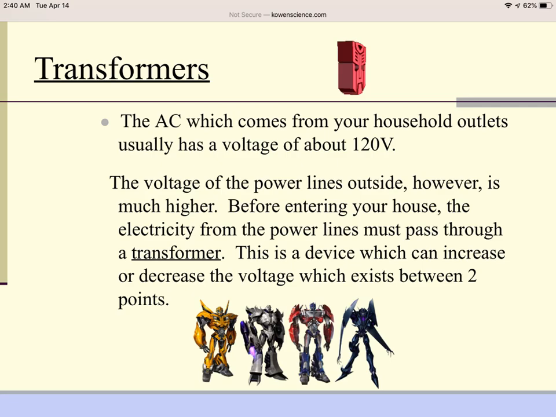The AC, which comes from your household outlets, usually has a voltage of around 120 volts. But the voltage of the power lines outside your house is much higher. So before entering your house, the electricity from the power lines passes through a transformer, and this device can increase or decrease the voltage which exists between those 2 points.